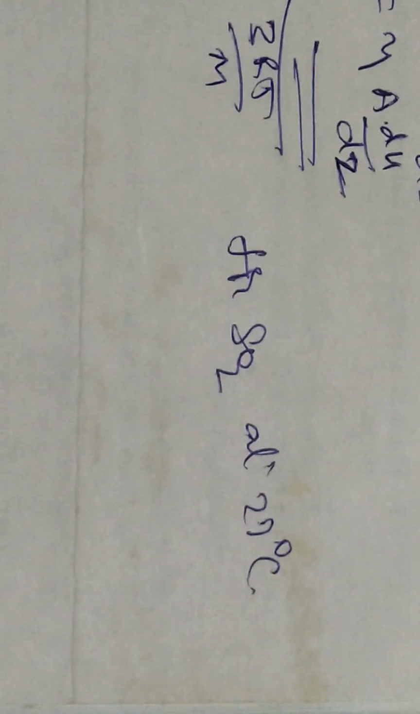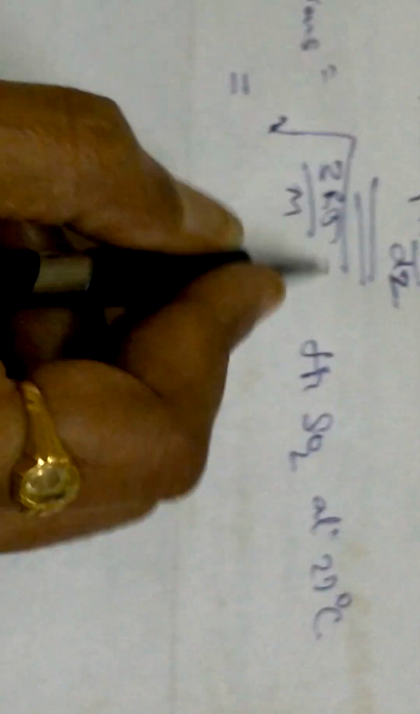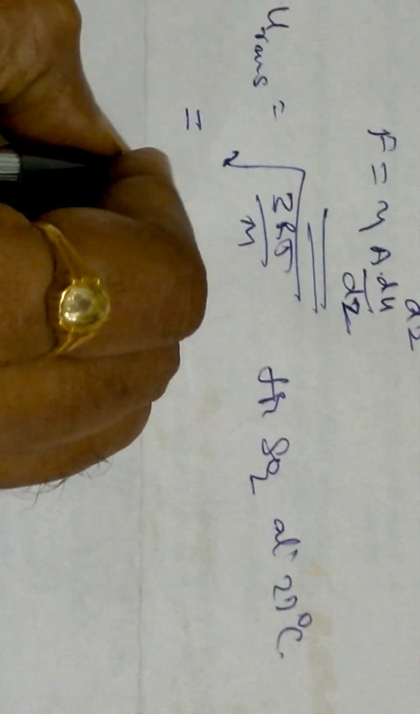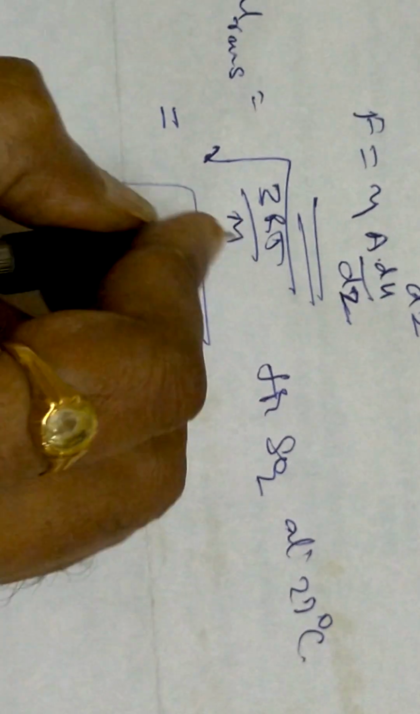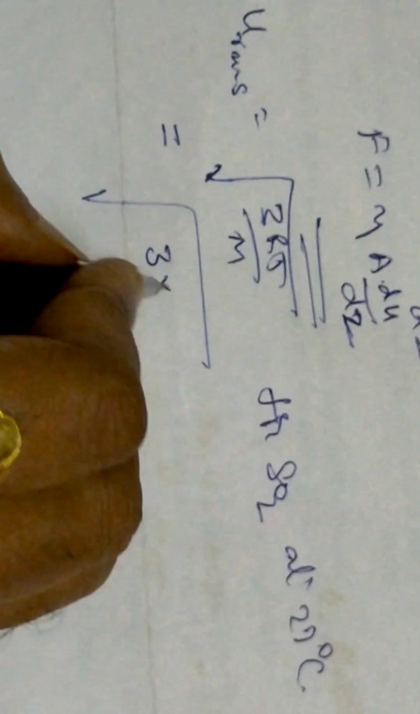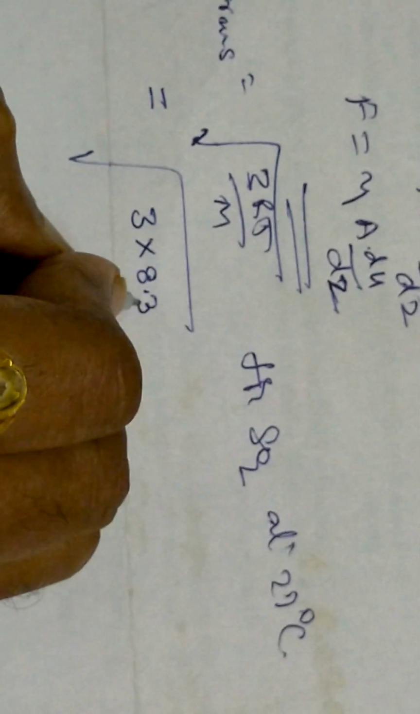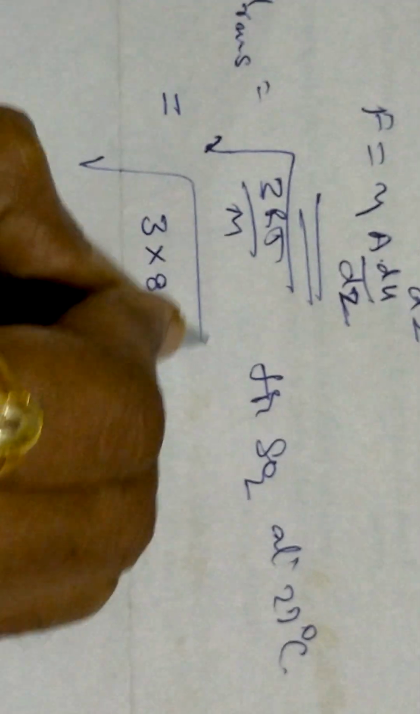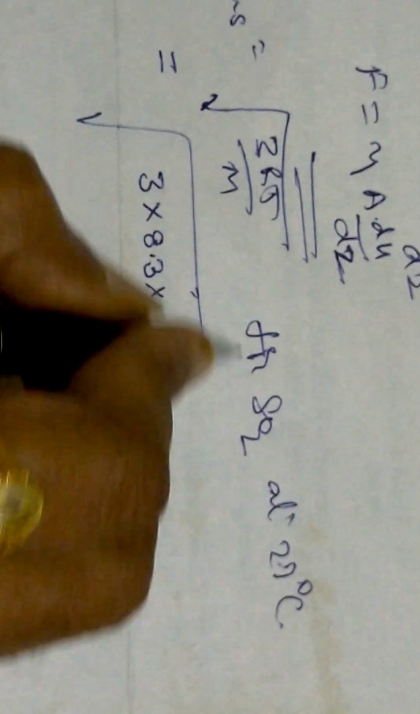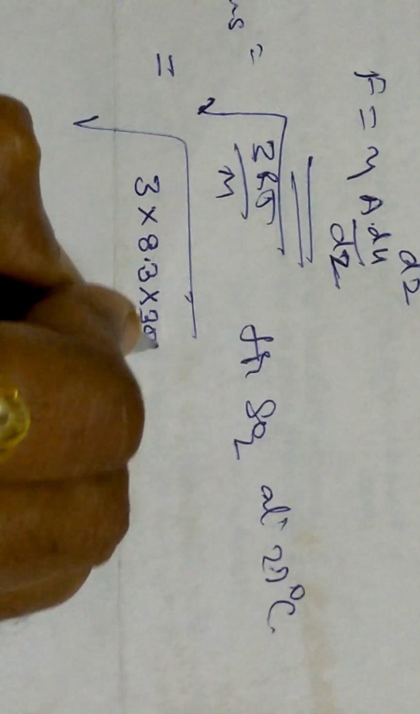Other things will be the same as the other velocities. So here I put root 3. The R value should not be in liter atmosphere; it should be in joules, that means 8.314. T should be in Kelvin: 27 degrees means 27 plus 273, which is nothing but 300 Kelvin.